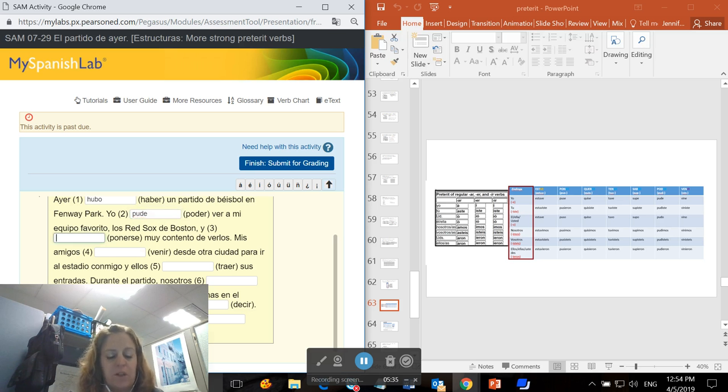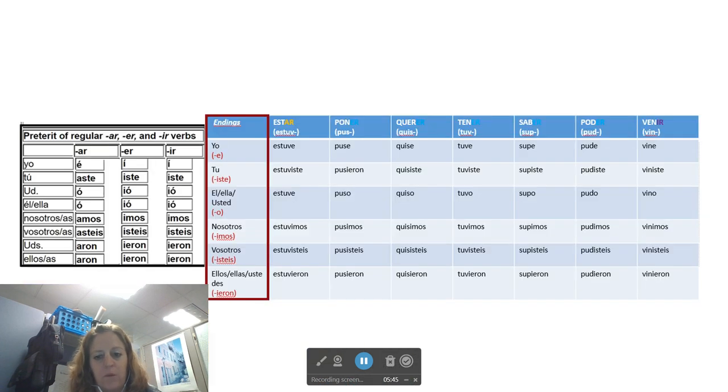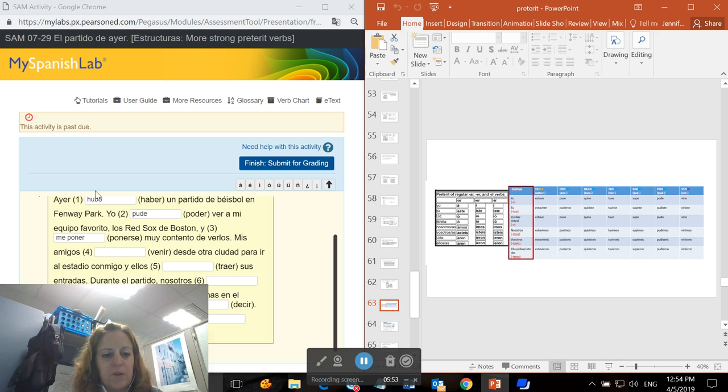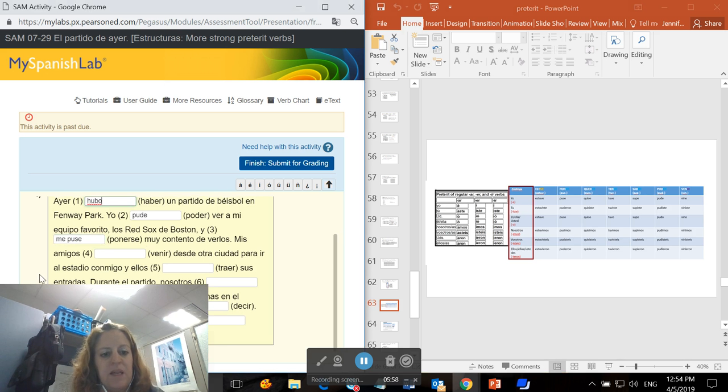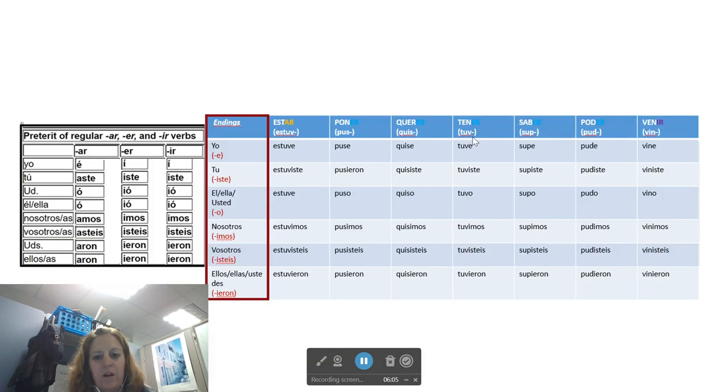So we're going to put a me over here, and then I have poner. If I go back out here for the yo form, you use that pus, and then you add those endings, you get puse. So: me puse muy contenta. Okay, mis amigos, venir. It's another one of those irregulars. Venir would be vin, and then it's my friends, so you add ieron: vinieron.